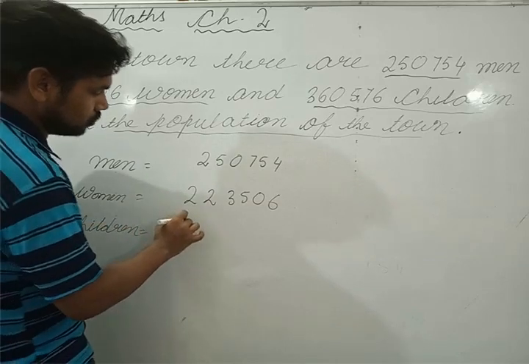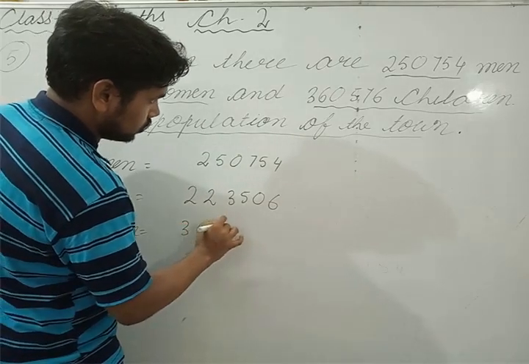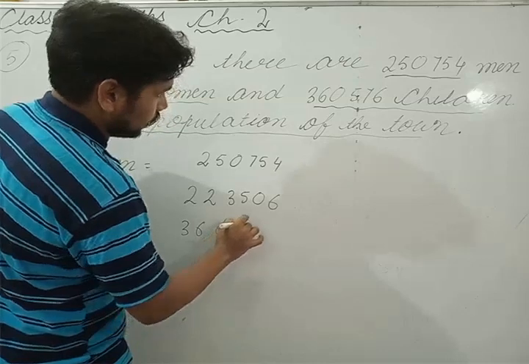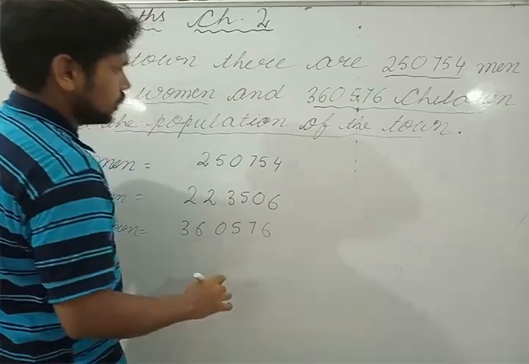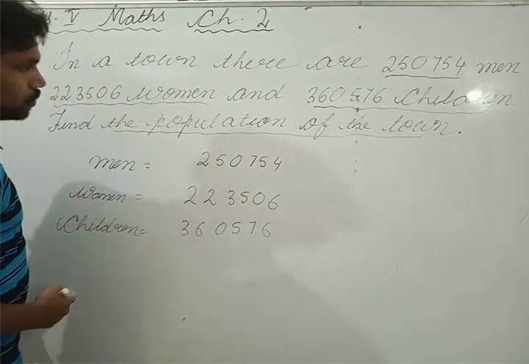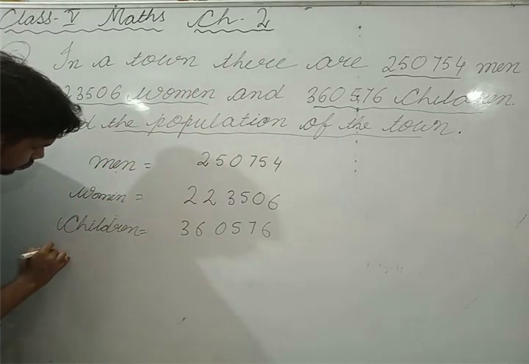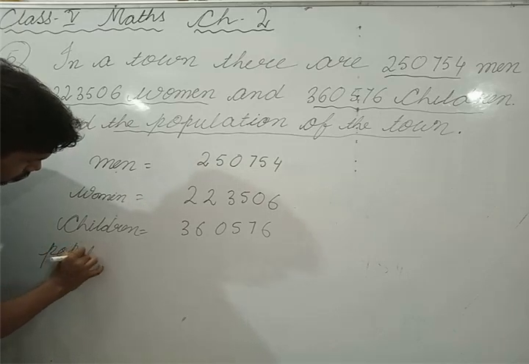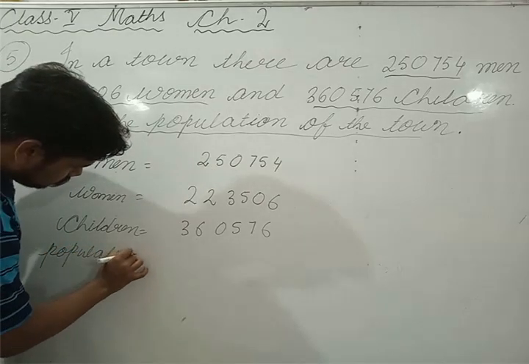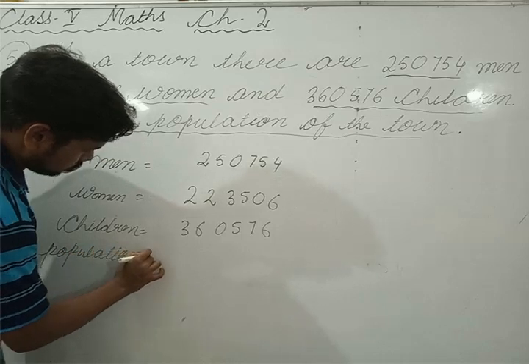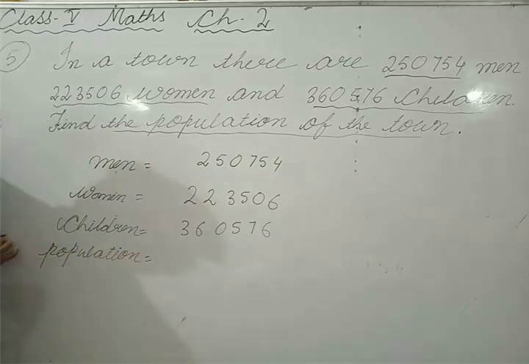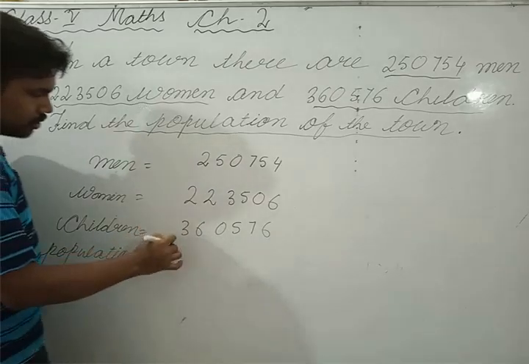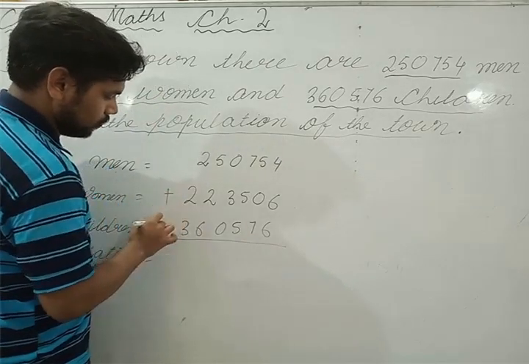Children is equal to 3, 6, 0, 5, 7, 6. So you have to find the population of the town. So total populations of the town, total populations you can write. Total population is equal to just the sum of these all.